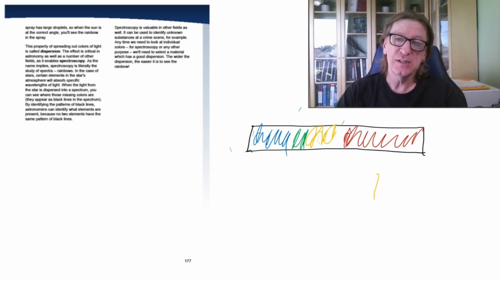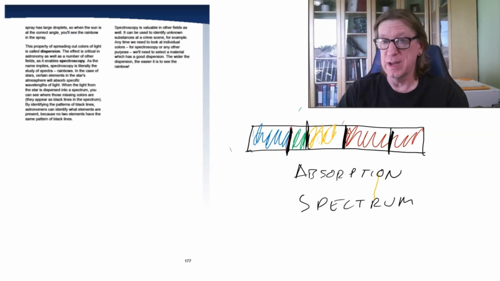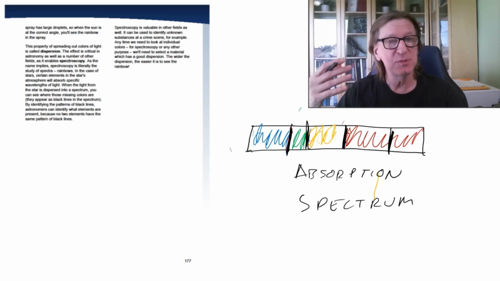However, the sun is absorbing very specific colors. And so, let's make that black. So what we see then is there's some missing. And they look like little lines on this rainbow background. So this is called an absorption spectrum. A spectrum, of course, is the entire rainbow, but the lines that are missing here are the lines that are being absorbed.